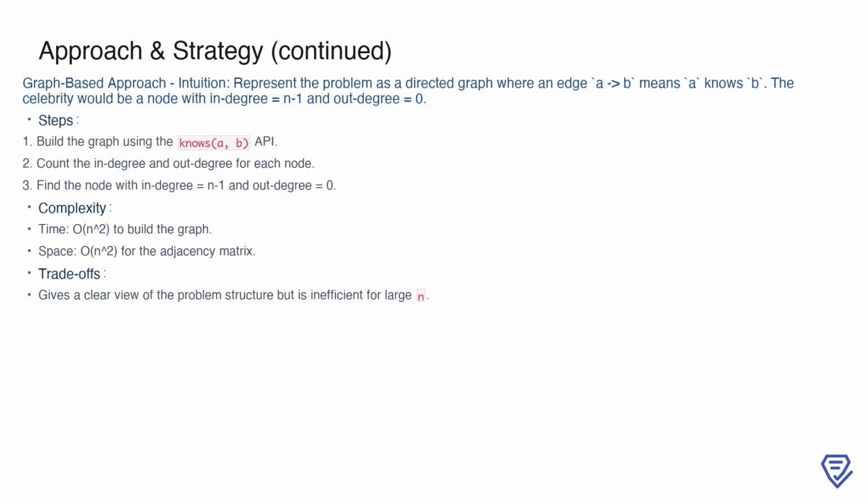To implement this, we use the knows API to build the graph as an adjacency matrix. Once the graph is constructed, we calculate the in-degree and out-degree for each node and identify the one that meets the celebrity criteria.